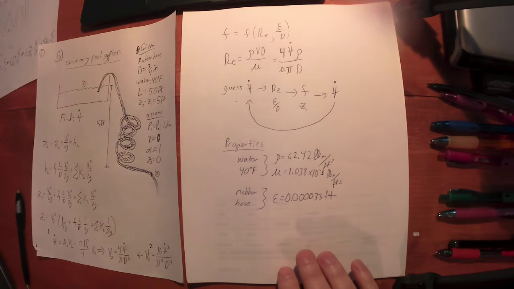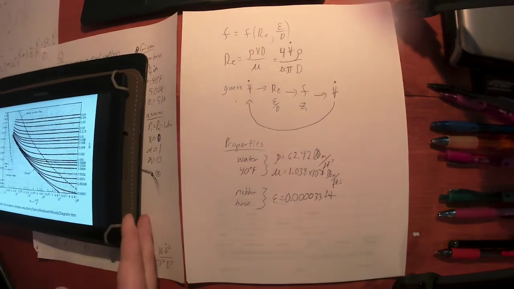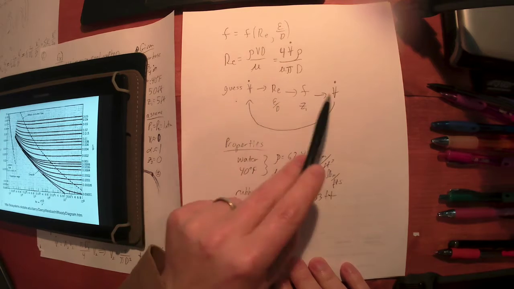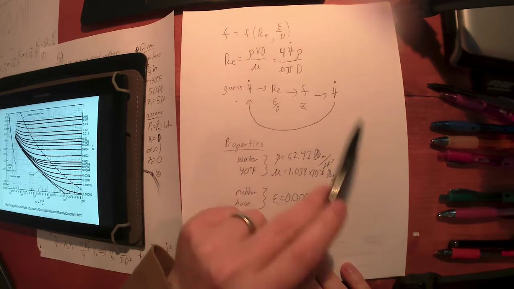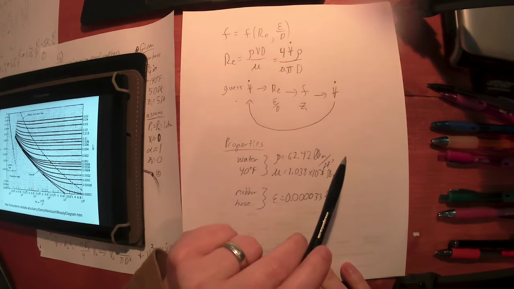And I need my tablet back because I've got a Moody diagram on there that we're going to need. Okay. So you can normally make a terrible first guess, and this thing will converge pretty quickly. Now, here's the thing about a first guess. You can start anywhere on this process with a first guess. You don't have to guess a volumetric flow rate and do all your calculations.